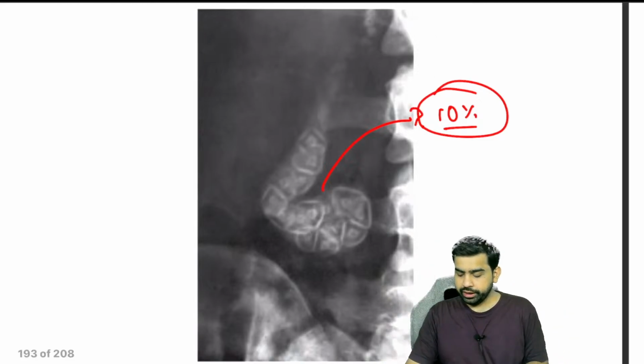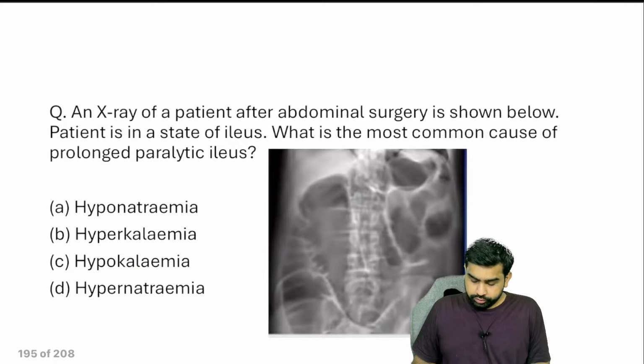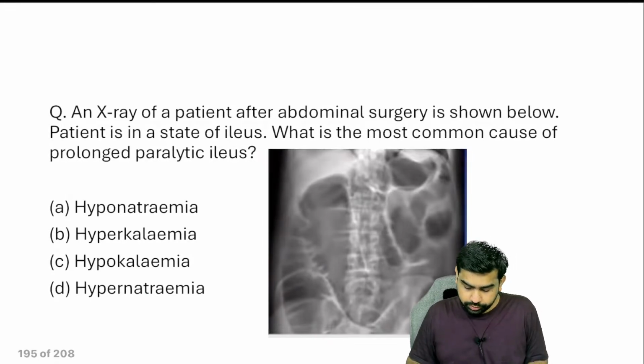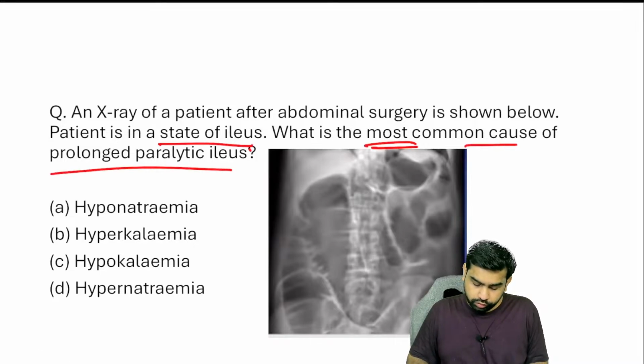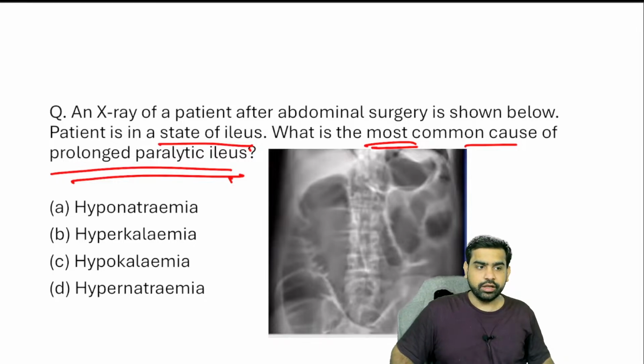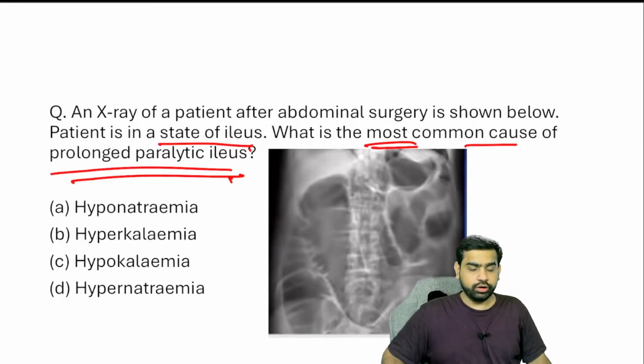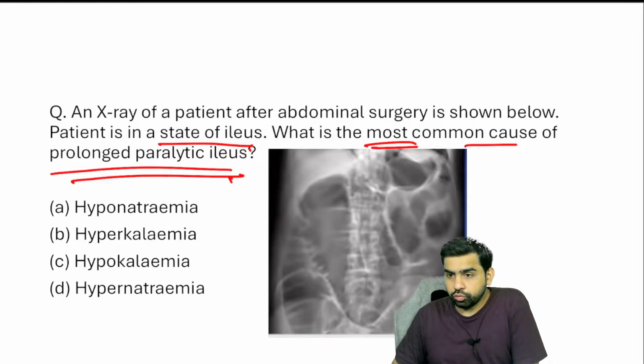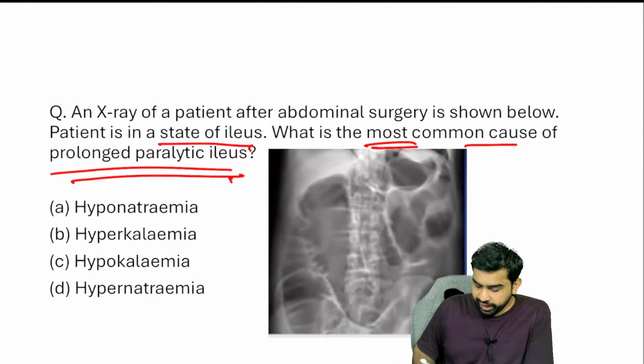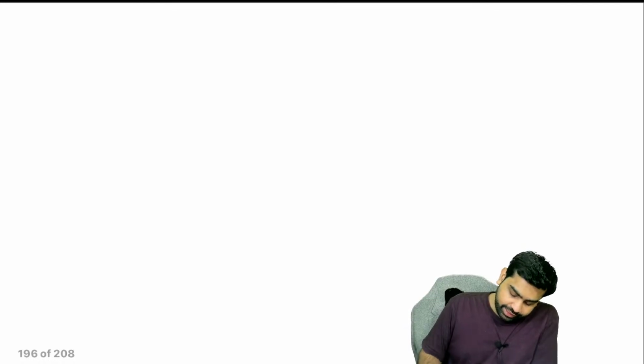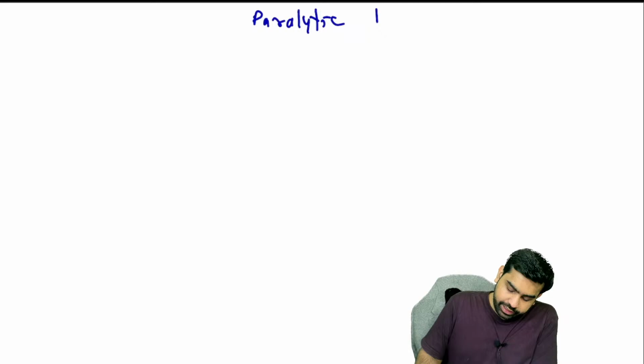Got it? Now let's look at this. There's an X-ray of a patient after abdominal surgery shown below. The patient is in a state of ileus. What is the most common cause of prolonged paralytic ileus? Paralytic ileus is because of what? Paralytic ileus is because of hypokalemia. So what is a paralytic ileus? What do you understand by paralytic ileus?